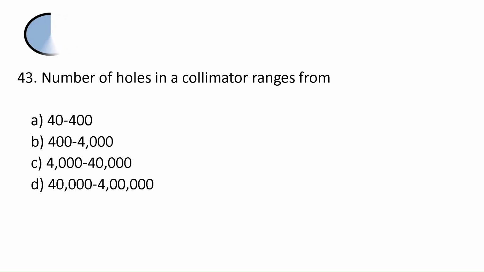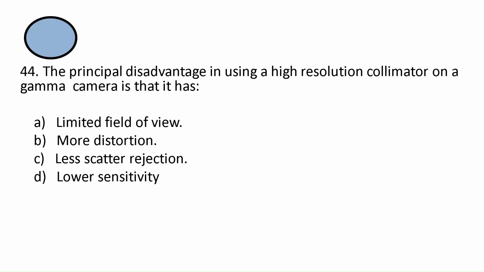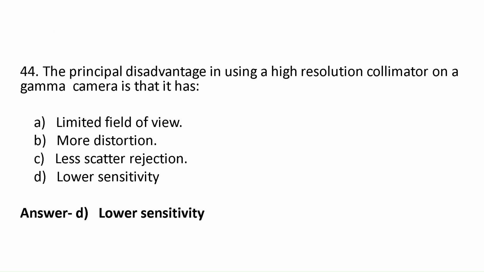So the number of holes in a collimator ranges from 4,000 to 40,000. For a high resolution collimator, the disadvantage is lower sensitivity, because both are opposite to each other.